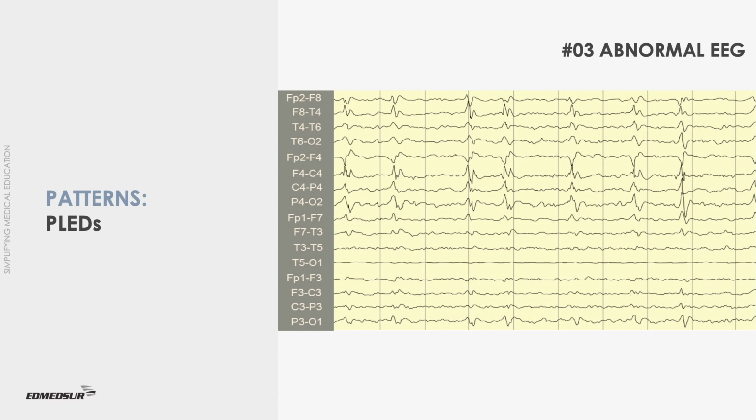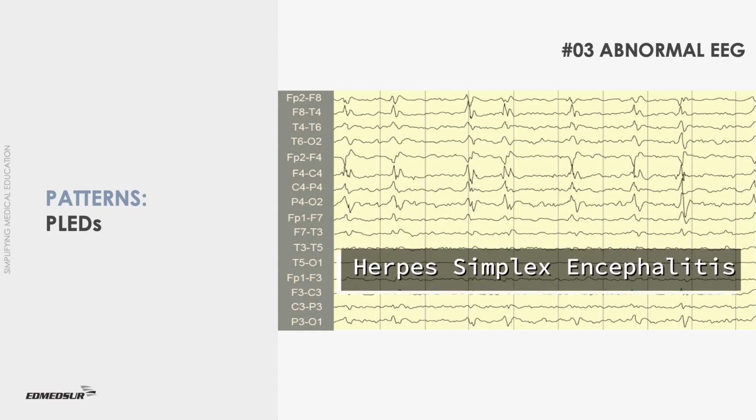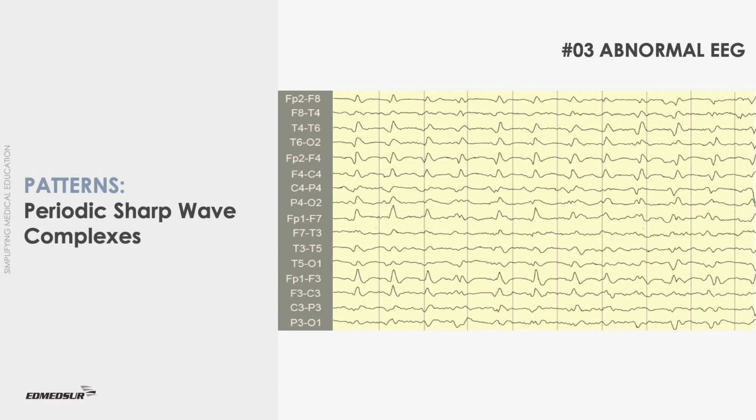They stand out from the background activity due to their higher amplitudes, which are in the range of 100 to 300 microvolts. Their total duration is usually 100 to 300 milliseconds, and they recur every 2 to 3 seconds. They are seen in acute or subacute cerebral lesions like viral encephalitis, including herpes simplex encephalitis, brain abscesses, stroke, rapidly growing brain tumors like glioblastoma multiforme, etc.